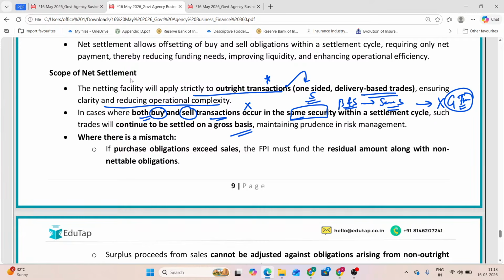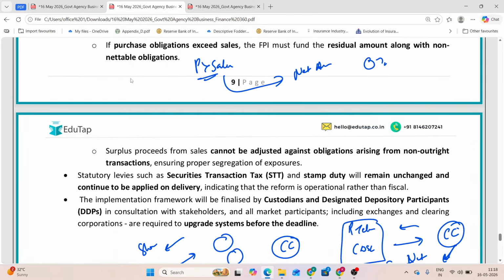Okay, gross basis settlement has to happen. Where there is a mismatch, if purchase obligations are more than the sales, that means you are purchasing more than you are selling, so you have to pay the net amount for the outright transactions. And so this is the idea.